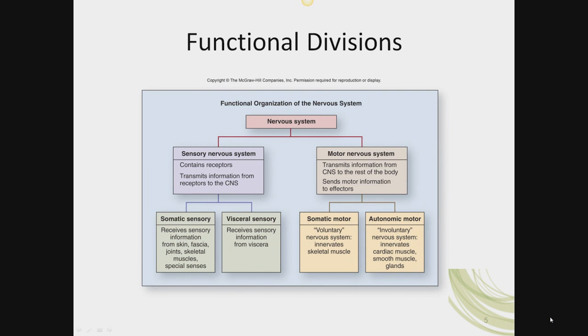Visceral sensory is information from viscera. Viscera you don't have voluntary control over. So a lot of this sensory information you are not necessarily consciously aware of.